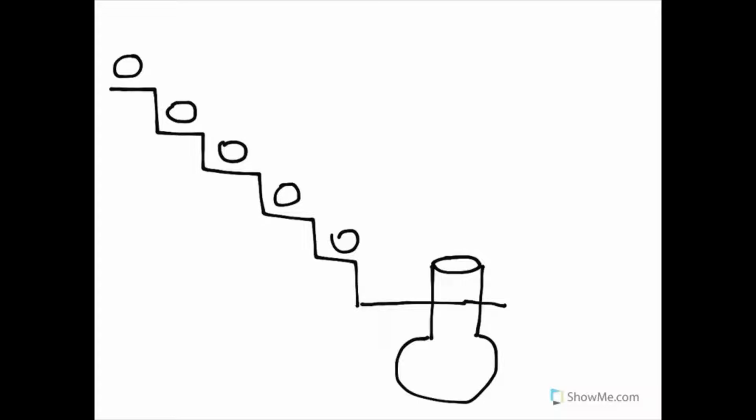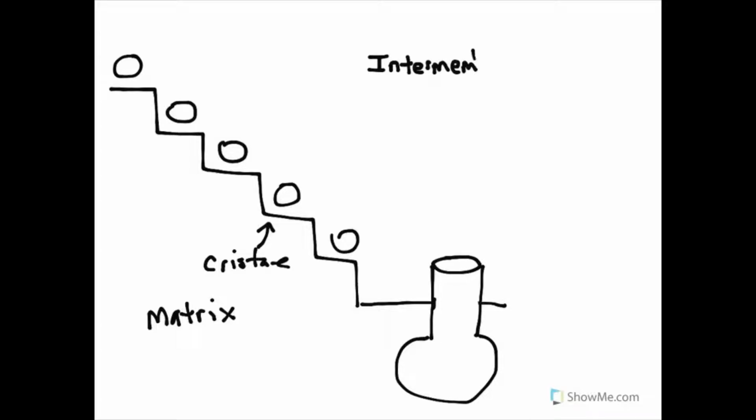So my stairs here represent the cristae of the mitochondria, okay? And the space under the stairs, this is the matrix. I always say that's the room of requirement where Harry Potter sleeps. They're in the matrix of the mitochondria. And then up here we have our intermembrane space, between the two membranes.